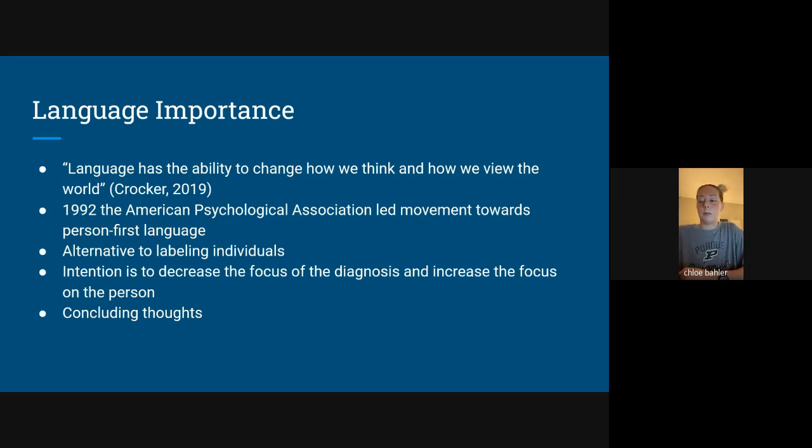The change in how people with disabilities are viewed began to make a change in the actual language and terminology. Language has the ability to change how we think and how we view the world. In 1992, the APA led the movement towards the use of person-first language. This came as an alternative to labeling people, as labeling leads to stigma and negative attitudes. It intended to focus on the person rather than the diagnosis. When we decrease the stigma of disability, greater equality exists. The history of stigmatization and the movement are important factors in determining proper terminology to use. This movement created so much good in the community, and this progress should not be lost, forgotten, or reversed.